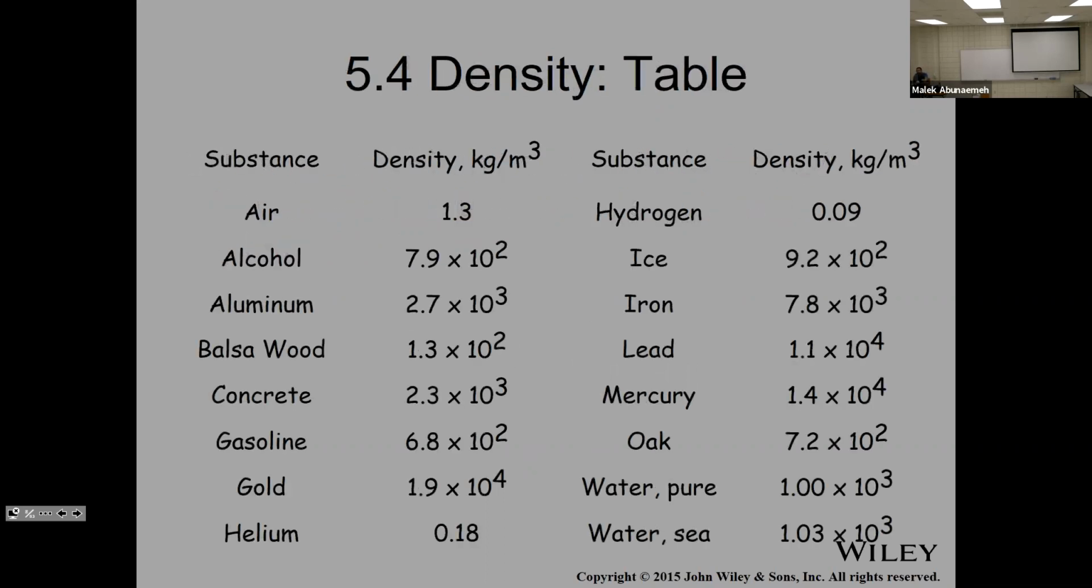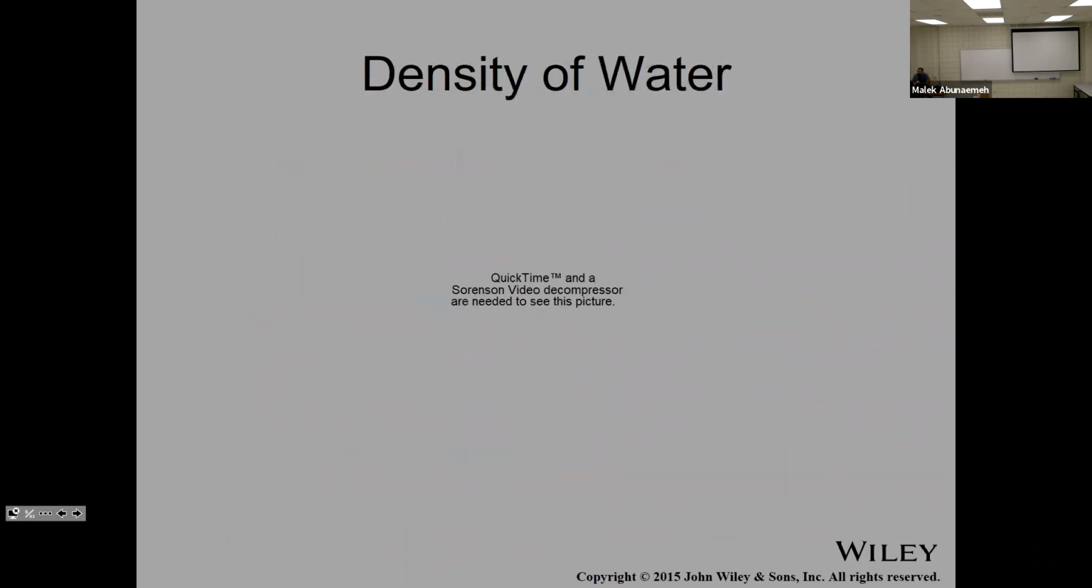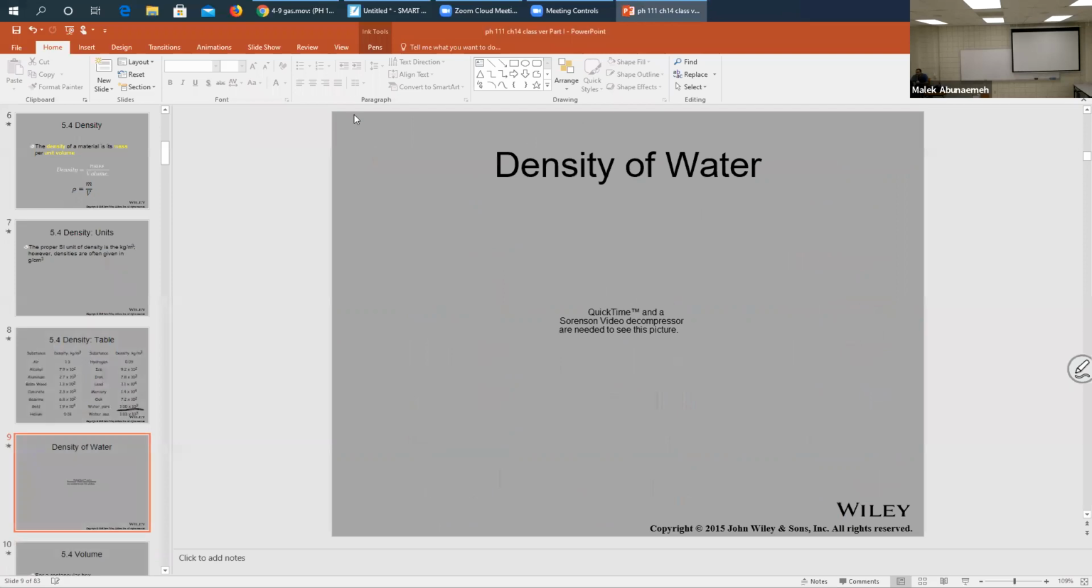So here's some densities of some substances that we're going to be looking at. The main one we're going to be looking at right now is your water, which is going to be 1 times 10 to the third power kilogram per meter cube. Let's take a look at a video about the density of water.